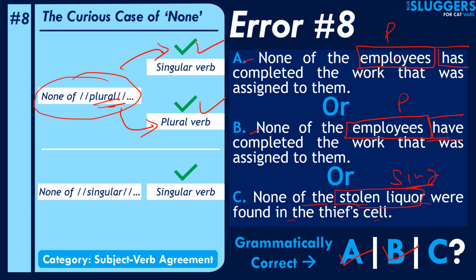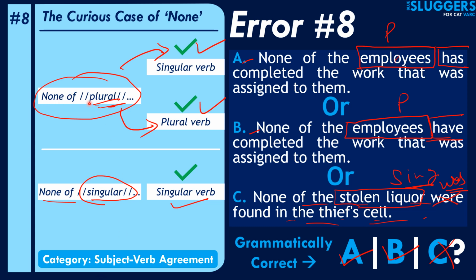So if you have the none of phrase being followed by something that is singular in nature, in that case it does not have the kind of lax attitude that it had if the item were plural, right? In that case, it is imperative that you use the singular verb. Okay, you cannot use the plural verb in this case. So for example, in sentence C, none of the stolen liquor, we cannot use were here. It has to be was. We have to use a singular verb was. So none of the stolen liquor was found in the thief's cell, right? So sentence C will be considered incorrect. Okay, so I hope that's clear.